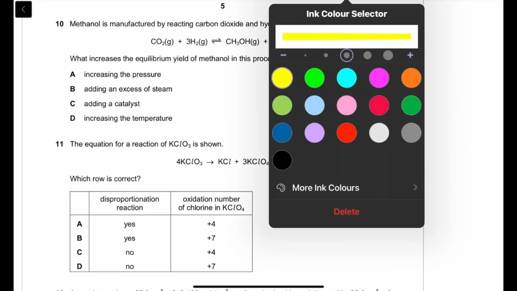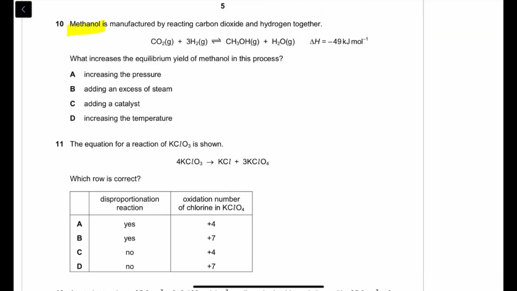Question number 10. Methanol is manufactured by reacting carbon dioxide and hydrogen together. This is the equation for that. What increases the equilibrium yield of methanol in this process? So this is our methanol. Delta H is negative, therefore the forward reaction is exothermic.